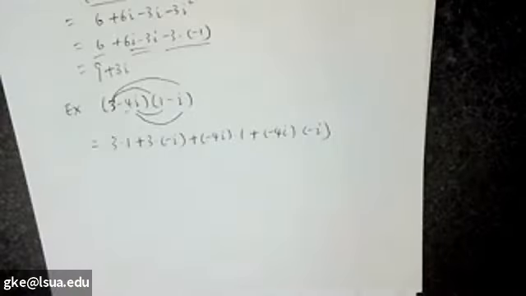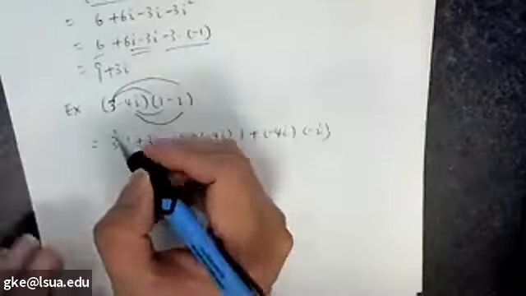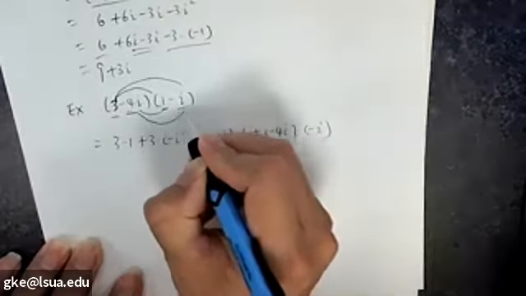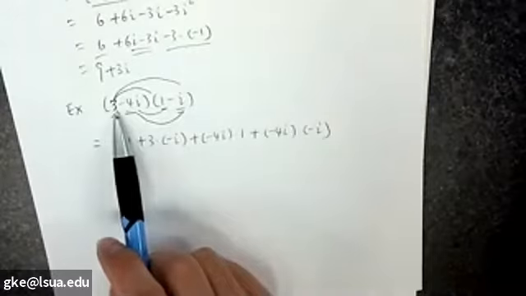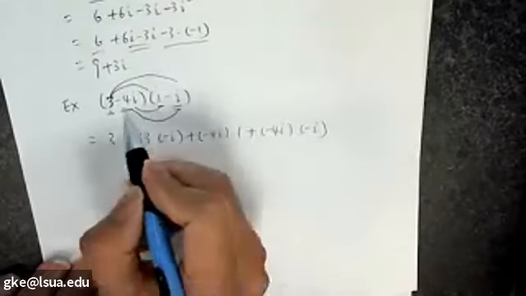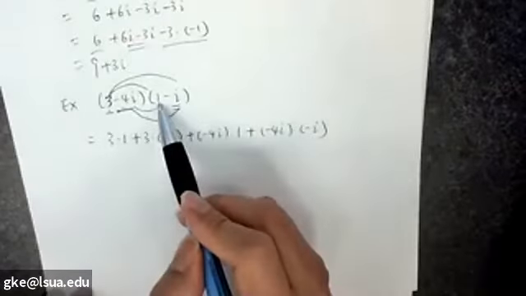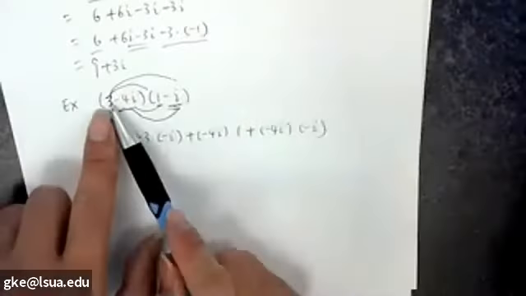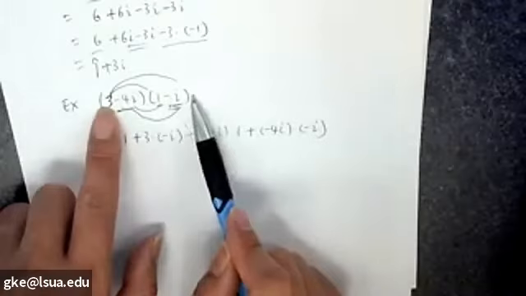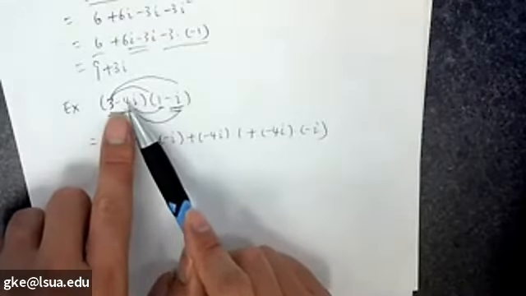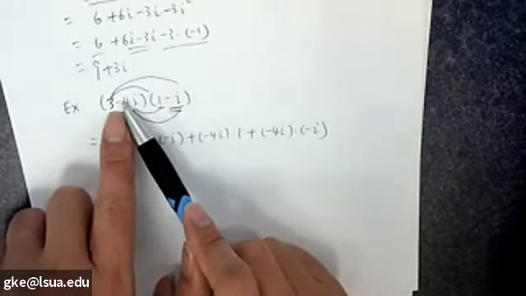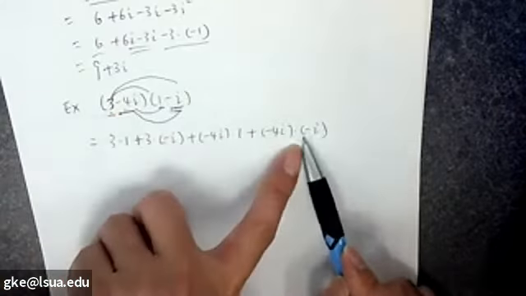Okay, but when you do the distribution, what are you gonna see? Here are two terms. One is 3, negative 4i. Here is a 1, negative i. You treat the 3 as one term, and the negative 4i as another term. You treat the 1 as one term, and negative i as another term. So 3 times 1, 3 times the second term, negative i. The second term here is negative 4i times 1, and negative 4i times the second term, negative i.